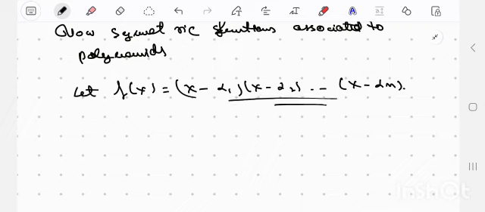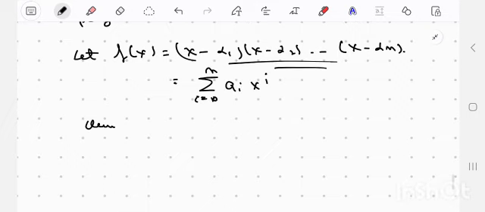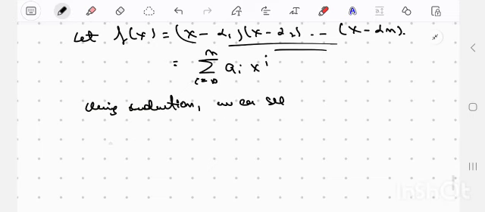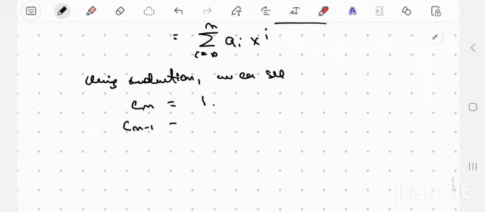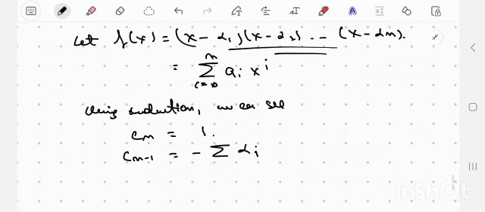And if I write this as summation a_i x to the power i, i equals 0 to n, then using induction, which you can take as an exercise, we can see that your Cn should be 1. Fine. Your Cn minus 1 should be the negative of the summation of all these roots alpha i.